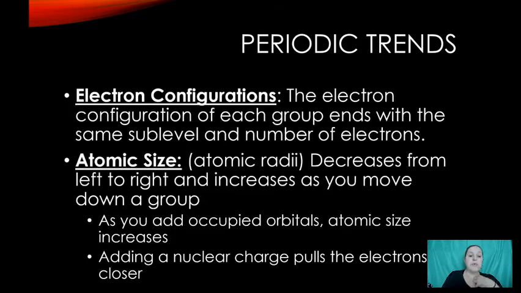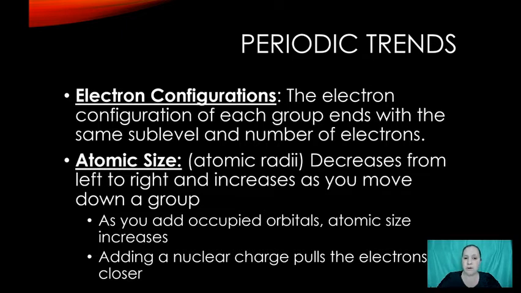Periodic trends. Going into these periodic trends, first off, electron configurations. Electron configurations are going to end the same in each group. So group 1 will end in s1, group 2 will end in s2, group 3A will end in s2p1, and so on and so forth.